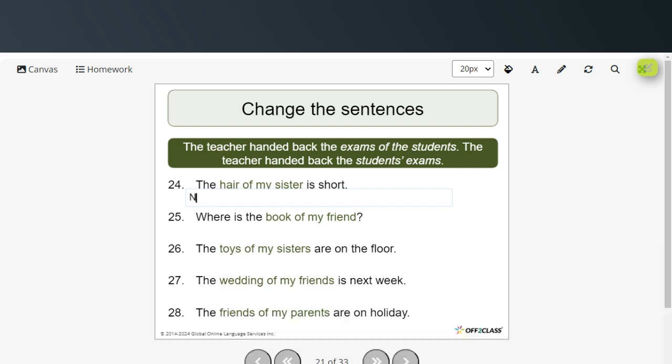Where is the book of my friend? Would be, where is my friend's book? The toys of my sisters are on the floor. So this one, sisters, is plural, so we have to use the S apostrophe.